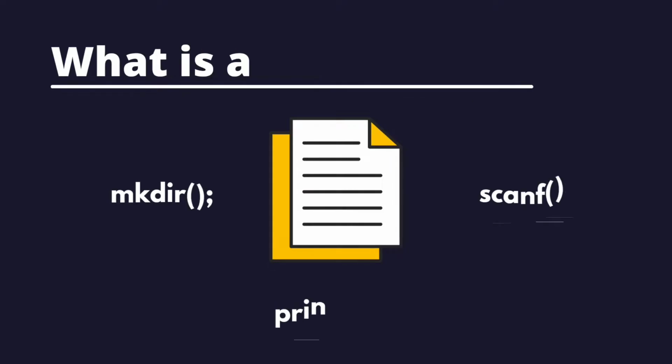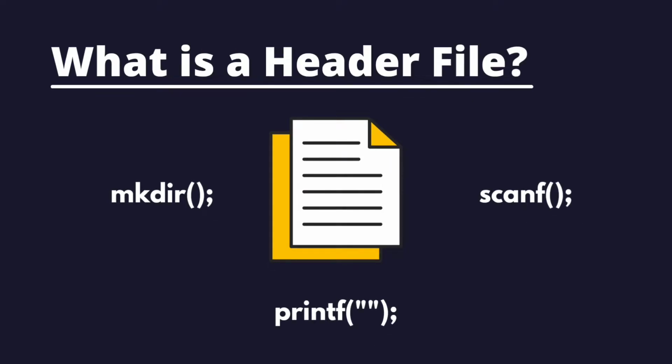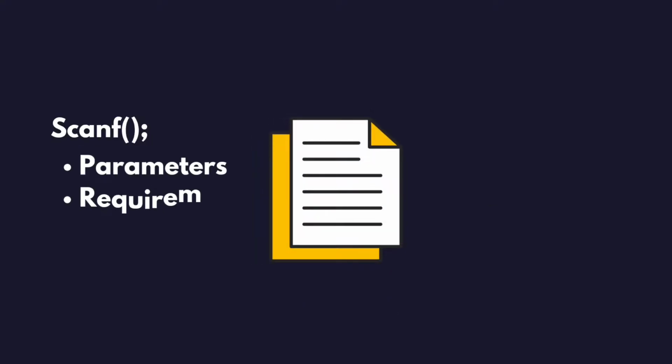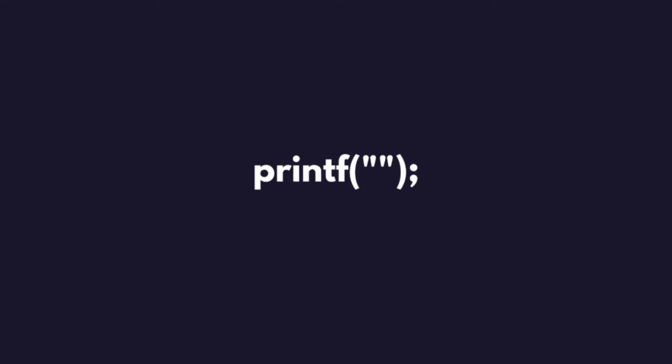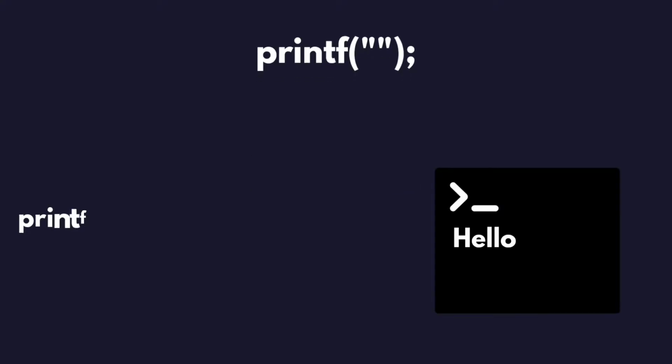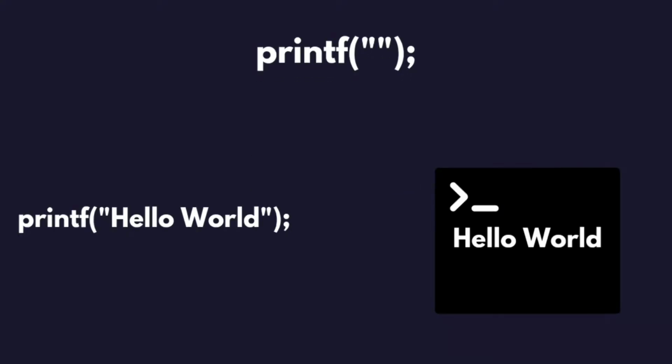So a header file can be described as a file that contains all the information regarding the functions that you are using in a program. That information includes things such as the structure of a function, the parameters or requirements and arguments of that particular function. For example, a very simple and heavily used function in C language is printf. This function is used to print text onto the console. Anything written in between the quotation marks will be printed onto the screen.